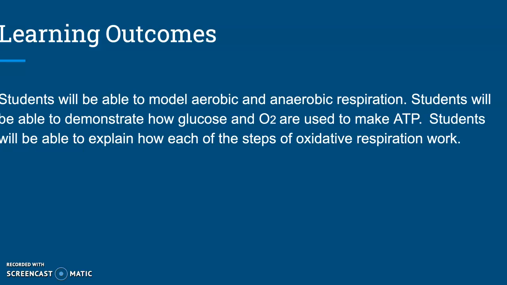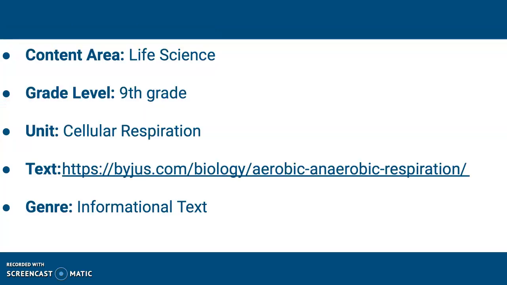So our learning outcomes. We want the students to be able to model aerobic and anaerobic respiration. Students will be able to demonstrate how glucose and O2, or oxygen, are used to make ATP. Students will be able to explain how each of the steps of oxidative respiration work. So that's what we mainly want the students to learn. This is our main focus for the lesson.